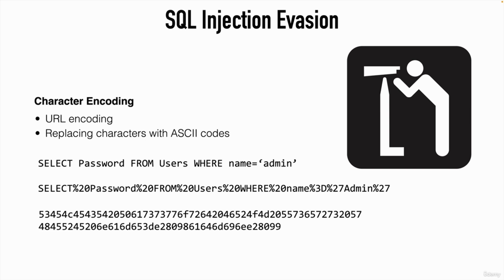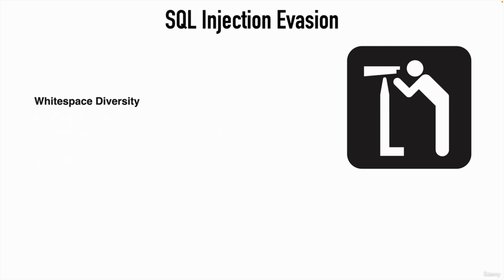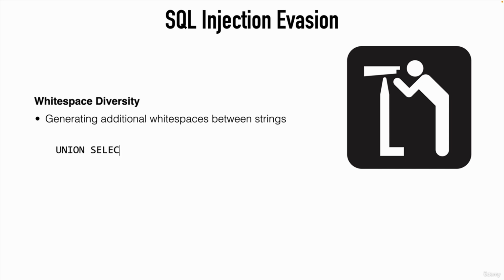We're changing the signature. Another one is something we call white space diversity. This means we generate additional white spaces between SQL commands or strings. If you think of a common signature that may be blocked, like union select, if we insert a lot of white space in between those words, then we've again changed the overall signature. We've changed the fingerprint of the command, but the command may still execute as we would expect it to.